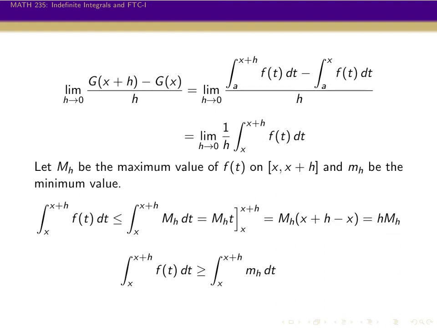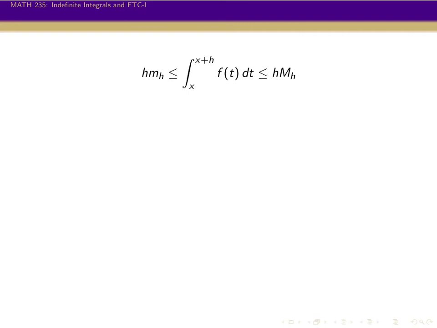Similarly, since f of t is greater than or equal to little m sub h, we can run through the same trick, but now we're going to be making our integral smaller. We're still integrating a constant, so we can again use the fundamental theorem of calculus part 2 to evaluate this. I know that an antiderivative of just 1 is t. And so working out the same as before, it's going to be little m sub h times h. And again, h is the distance between x and x plus h. So the value of this integral is between h times the minimum value and h times the maximum value.